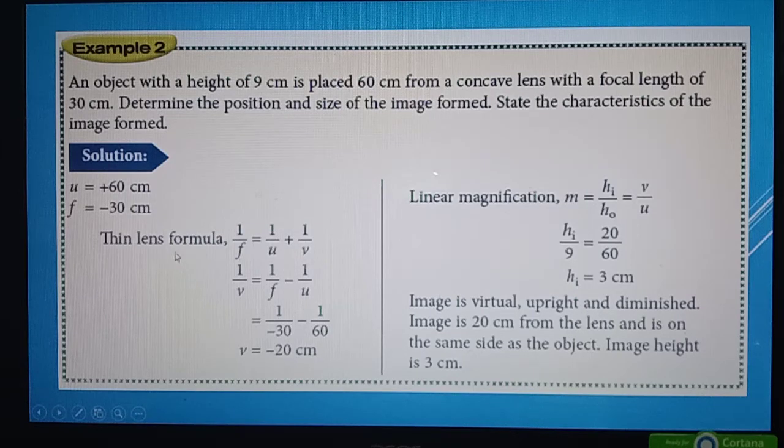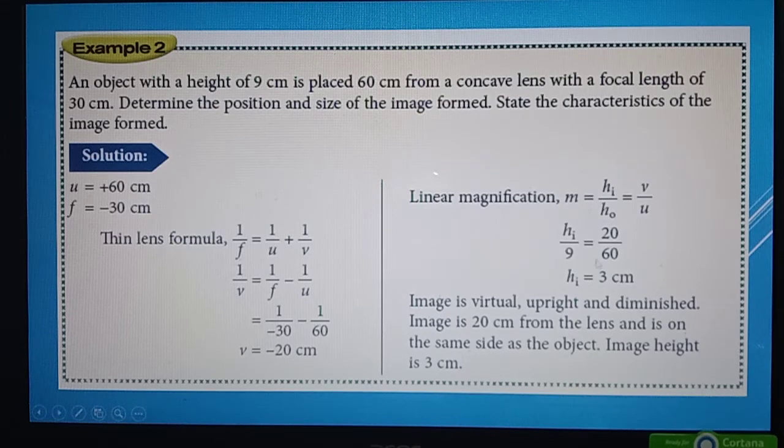Using the thin lens formula, you substitute the values of u and f. Remember the negative sign must be added in. Finally you get v equals negative 20 cm, meaning the image is virtual. Linear magnification m is height of image divided by height of object, also equal to image distance divided by object distance. We use the two formulas at the same time because the information given is about height of image, height of object, object distance, and image distance. You calculate and get the height of image as 3 cm.